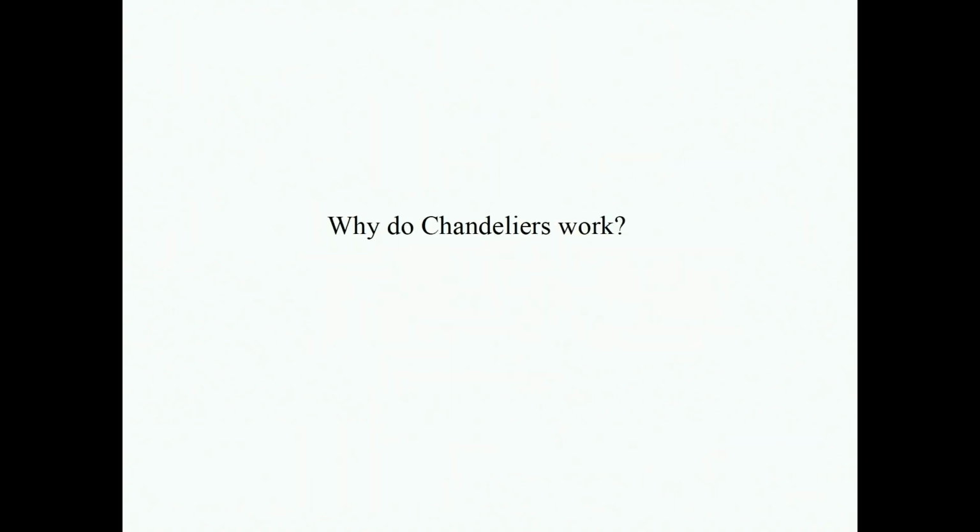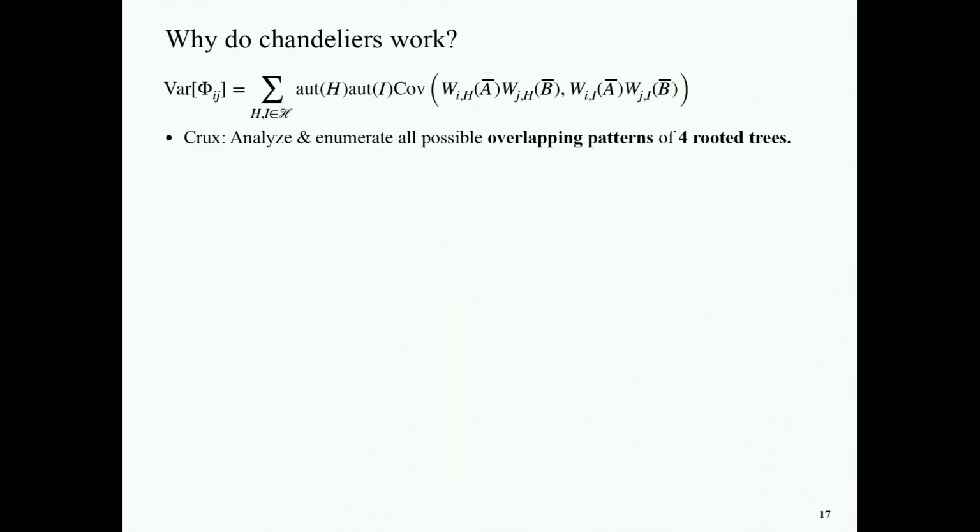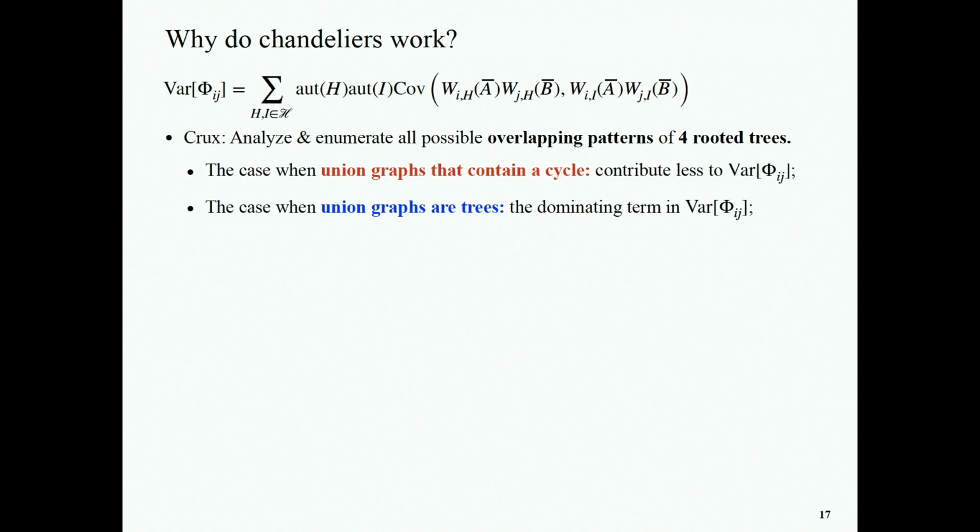So last, let me talk about why chandeliers work. The key is we want to compute the second moment. To compute the second moment, you need to expand the summation, and this will lead to computing the covariance with respect to this term here. This term will involve enumerating and analyzing all possible overlapping patterns with respect to four rooted trees. This is the most difficult part in our analysis, and that's why we choose chandeliers. What we figure out is that when the union graph of these four rooted trees contains a cycle, this case will contribute less to the variance. But when the union graph of these four rooted trees is indeed a tree, this will be the dominating term in the variance calculation. So in other words, if you want to control this variance to be small, it's sufficient to look into the case when the union graph of the four trees is a tree.